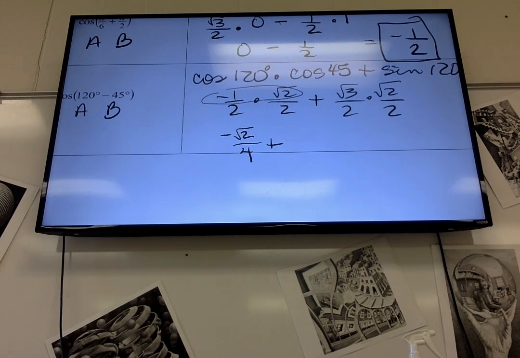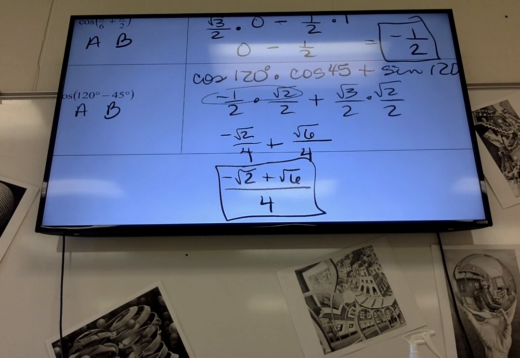Plus square root of 3 times the square root of 2. Since they're both under the square roots, you can multiply them. So that's the square root of 6 over 4. Now they have a common denominator. When I add them, I cannot add the square roots together because they're not the same numbers under the square roots. Multiplying you can, addition you cannot. So it's negative square root of 2 plus the square root of 6 over 4. And that's it.